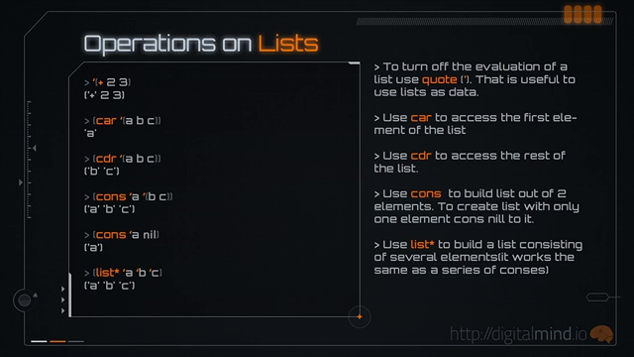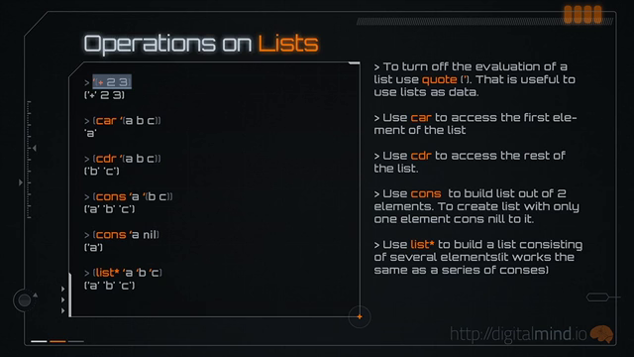You'll understand what that means and why it is so amazing later. Now let's look at the basic operations on lists. When you put a quote in front of the list, it turns off the evaluation. For example, here, instead of computing the result of adding 2 numbers, it simply returns the list itself.